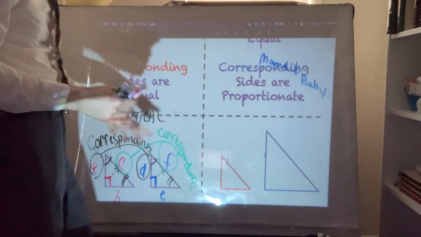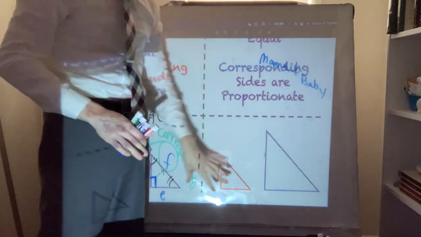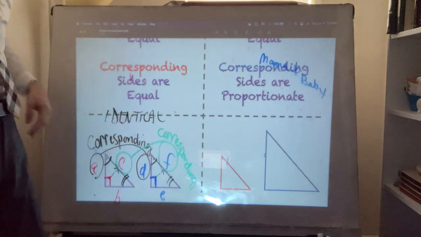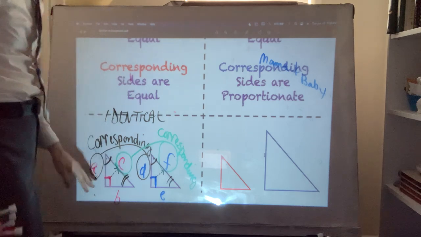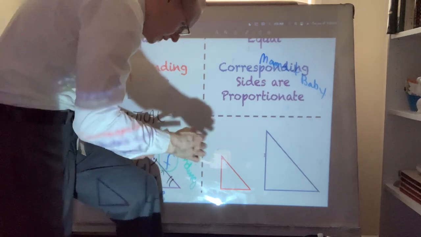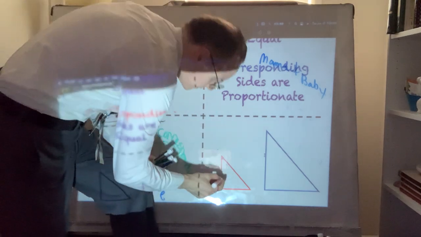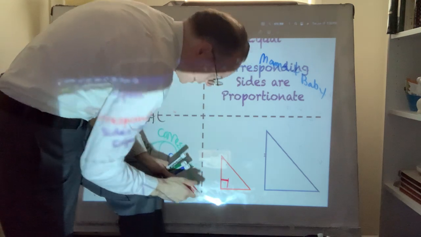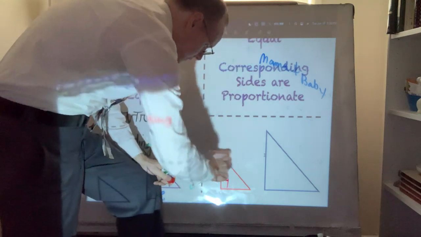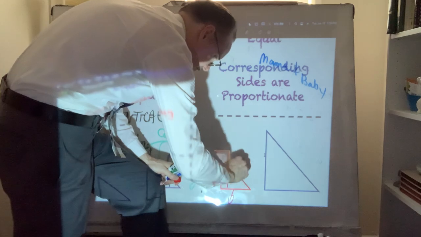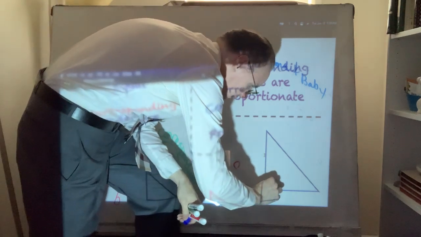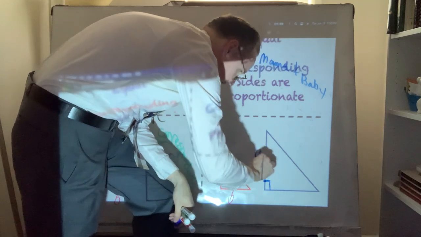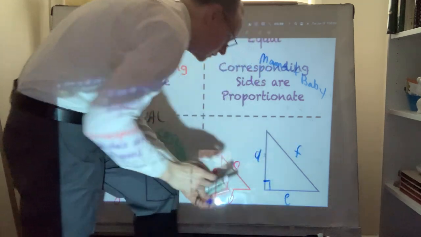Okay. In spite of the fact that these are different sizes, you could form a proportion equation given that much information. So again, let's just pretend that this is our 90 degree angle here, and this is A, B, and C again, and a 90 degree angle here, and this is D, E, and F.